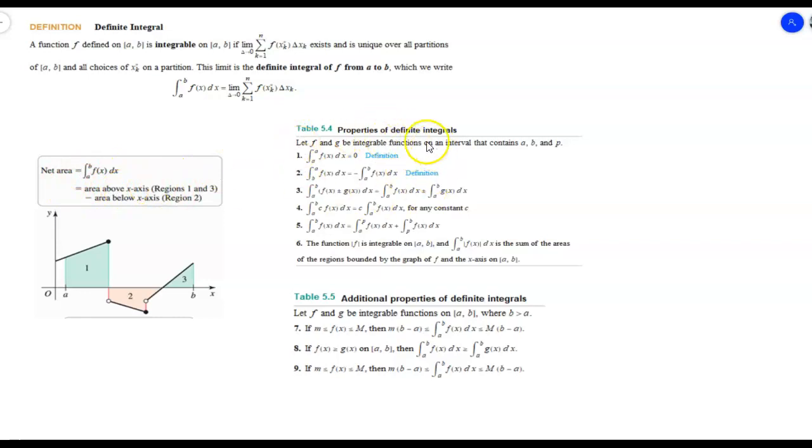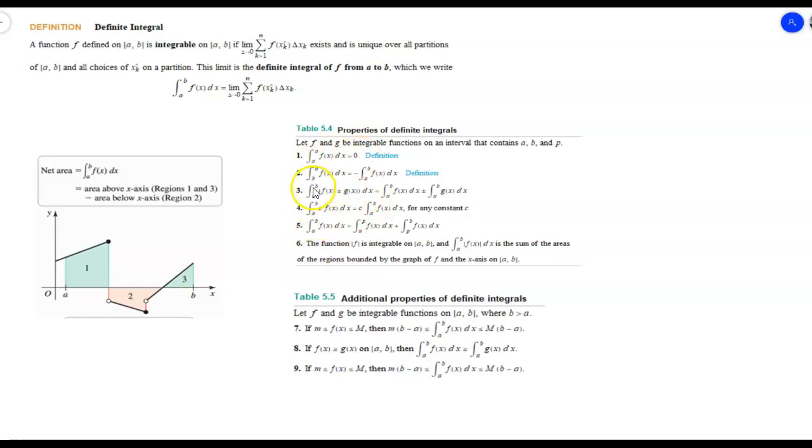And we have a bunch of properties of definite integrals. So, for example, if we just started at a and ended at a, notice that the width of our rectangles would be 0. And if you have a rectangle with a width of 0, then the area is also going to be 0. So the area under the curve is going to be 0.